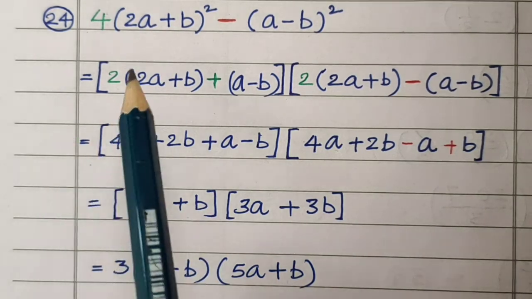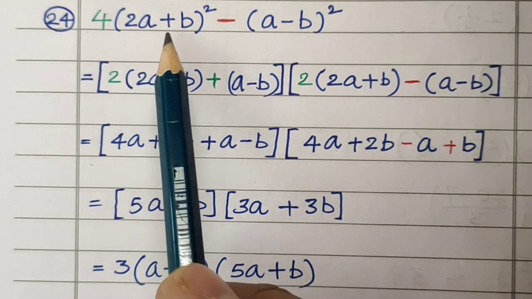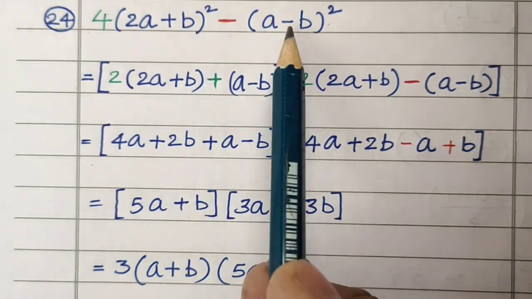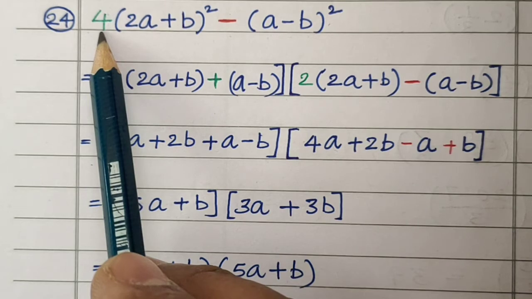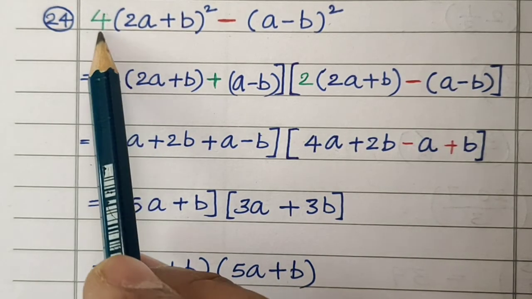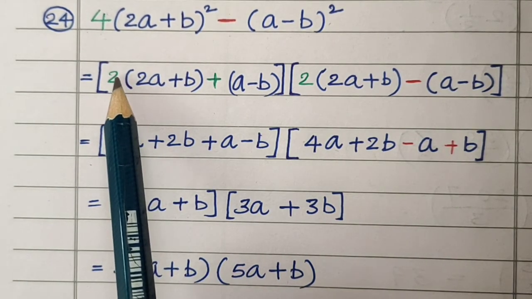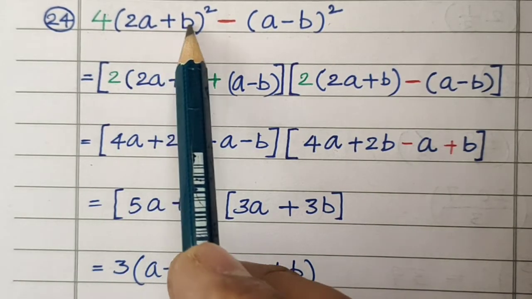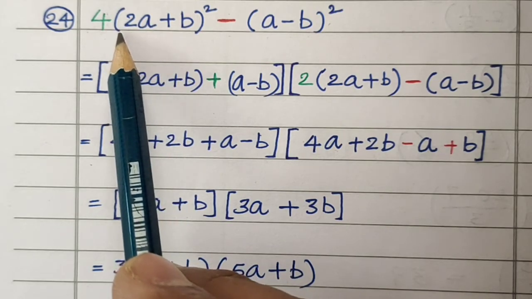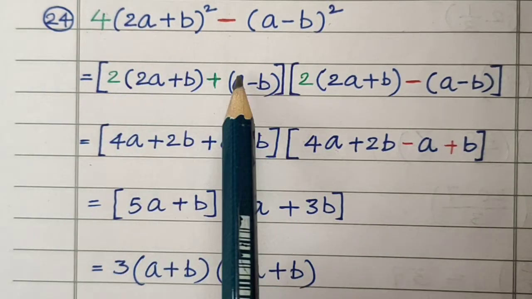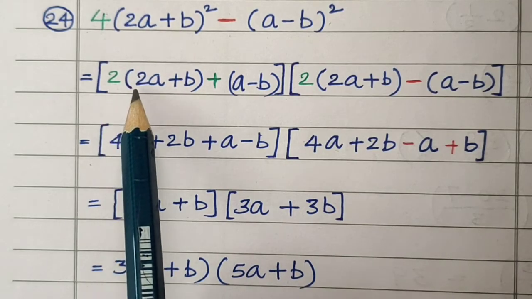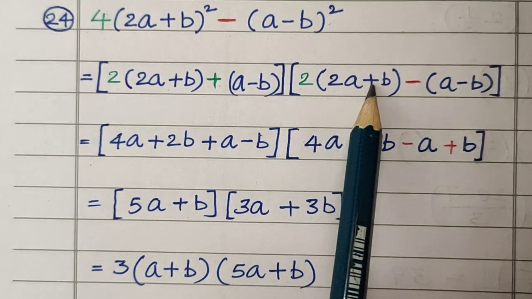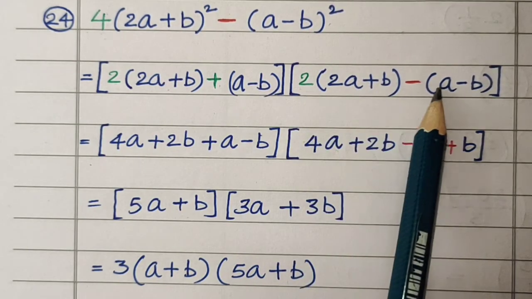Factorize 4 into (2a plus b) whole square minus (a minus b) whole square. These two are in the form of a square minus b square, but there is a 4. We need to convert it into square. 4 can be written as 2 square. Therefore 2 into (2a plus b) whole square, that will be the a square minus b square formula. Then (a plus b) into (a minus b). In place of a we have 2 into (2a plus b), plus a minus b, into 2 into (2a plus b), this is in place of a, minus (a minus b).